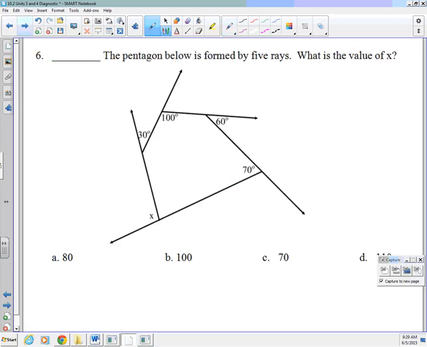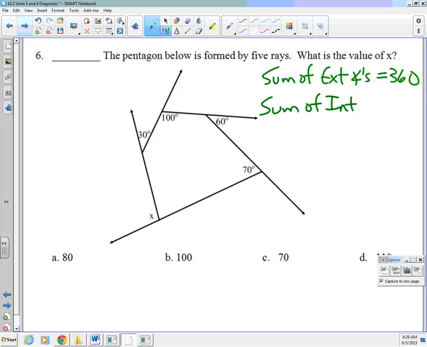All right, number 6. The pentagon below is formed by 5 rays. What is the value of x? Two things you have to know about polygons. Polygons are multi-sided figures. The sum of the exterior angles of any polygon is 360. The sum of the interior angles of any polygon is 180 times n minus 2, where n is the number of sides of the polygon.